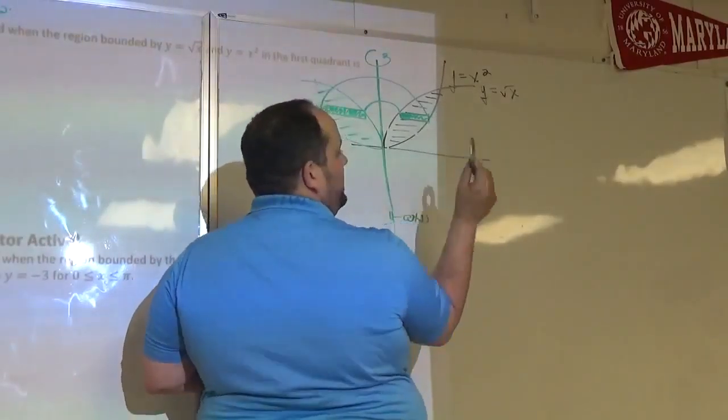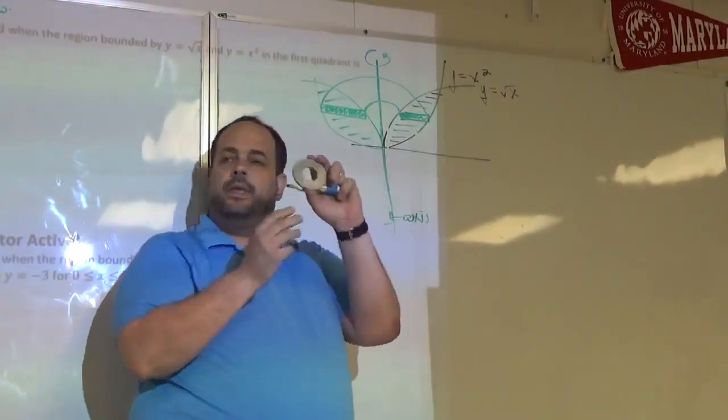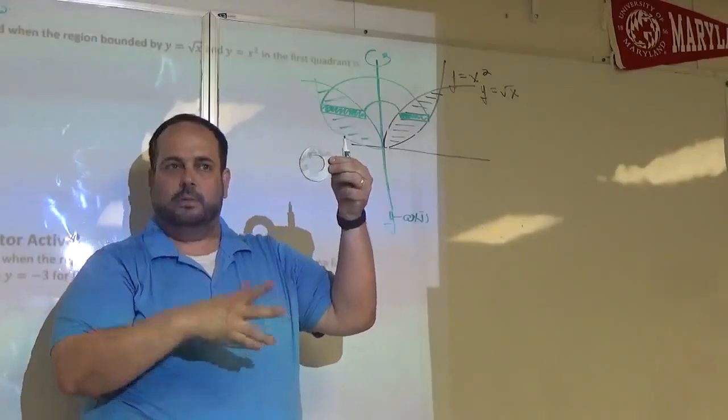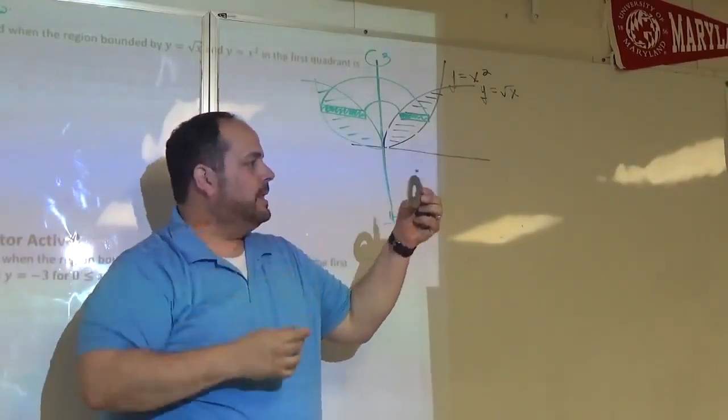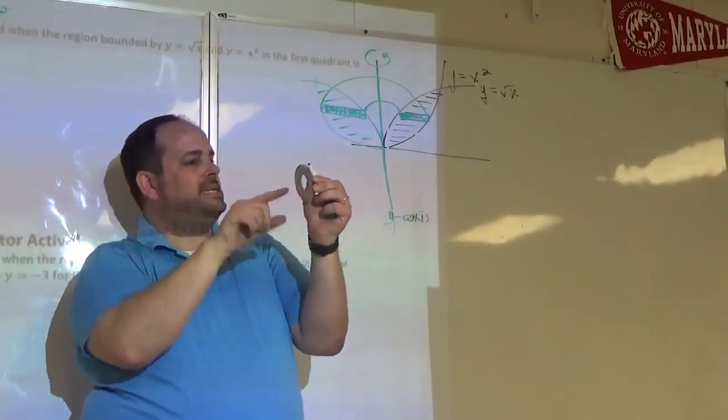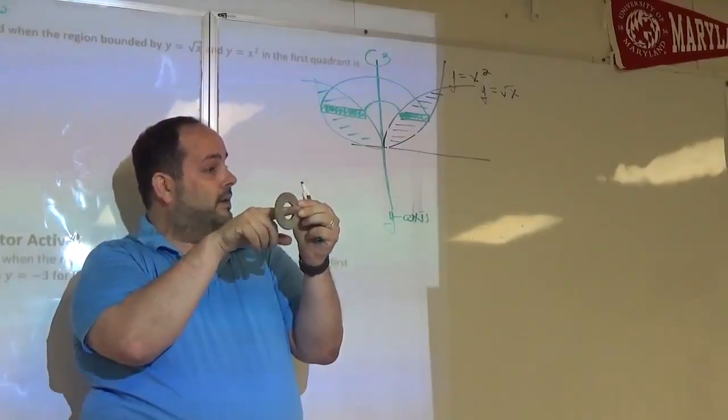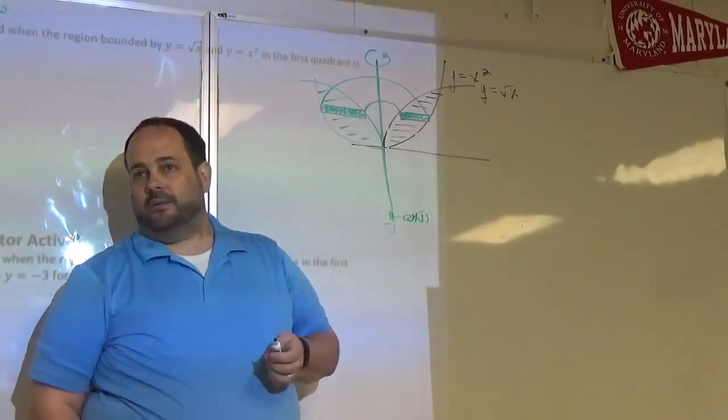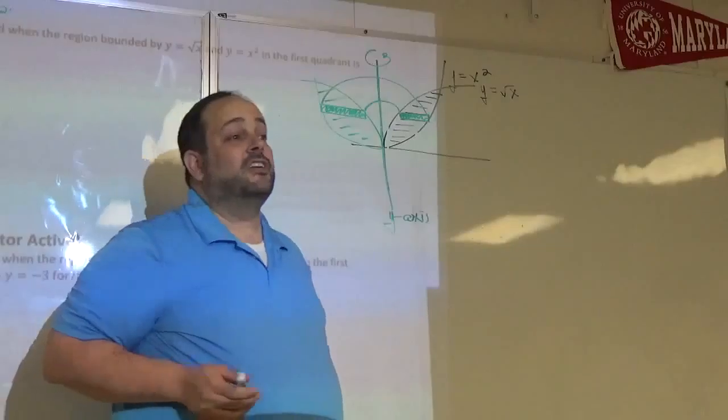Okay, stay with me. Is everybody okay with the washer? Donut, torus, whatever you want to call it. You've got the big piece, and then the small piece that you've got to subtract out. What makes this one tricky, though, is the orientation of the rectangle.